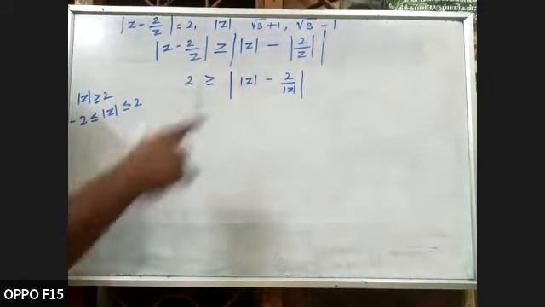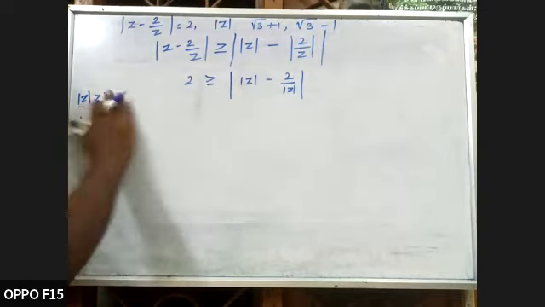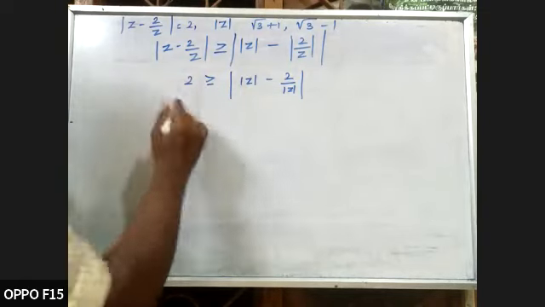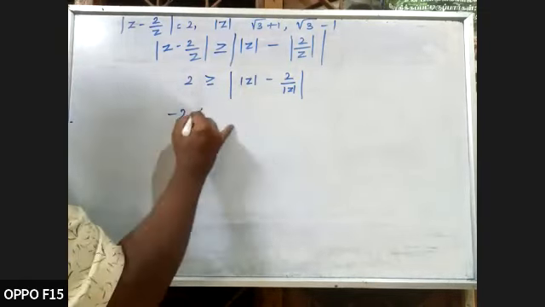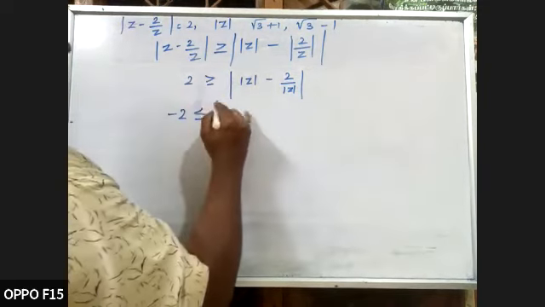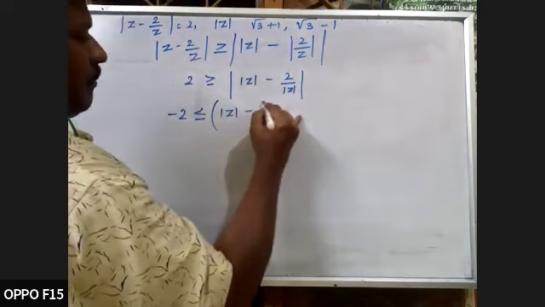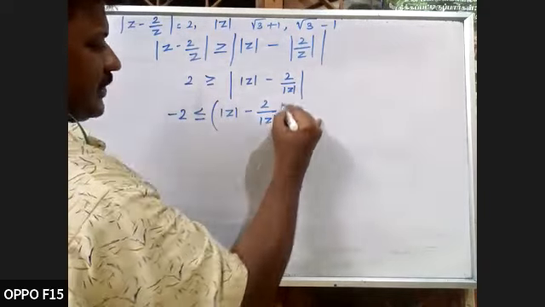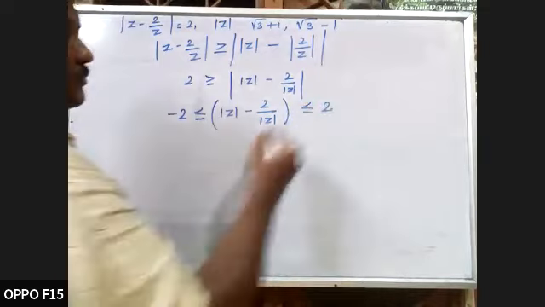Here there is a modulus, so I can write the modulus condition as minus 2 less than or equal to modulus of z minus 2 divided by modulus of z, less than or equal to plus 2.